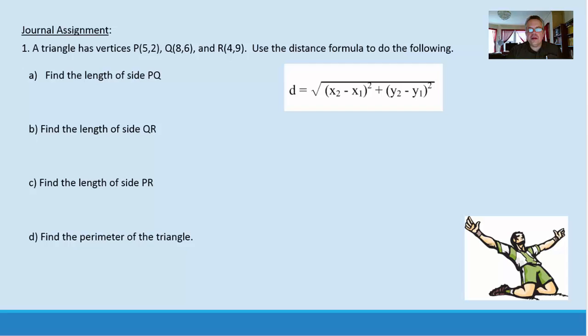All right, it's your turn. So we've got one kind of big problem here for the journal assignment. A triangle has vertices P, Q, R, and go ahead and find the length of the three sides using the distance formula. So that'll give you really good practice. Here's the distance formula here. You might want to copy it in your journal. And then find the perimeter of the triangle. So add up the three sides and combine any like terms if you can.